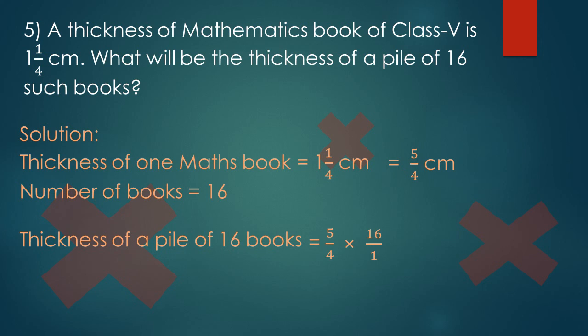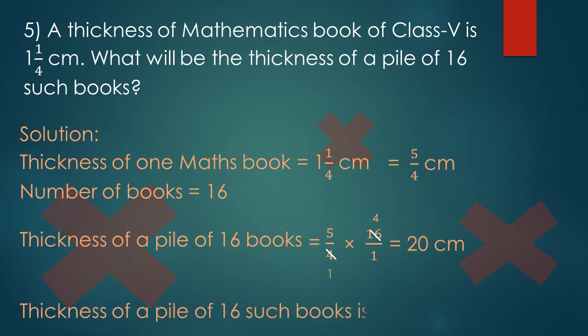Here I see 4 and 16 both are divisible by the same number 4. So cancel them out by 4. 4 4s are 16 and 4 1s are 4. Now it cannot be further simplified. So do the multiplication. 5 4s are 20. So the answer is 20 cm. And the last statement is thickness of a pile of 16 such books is 20 cm.